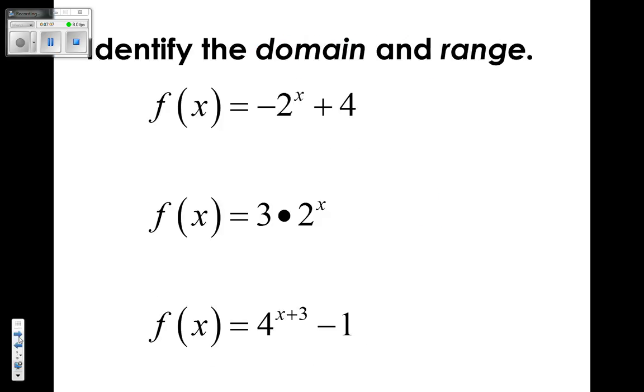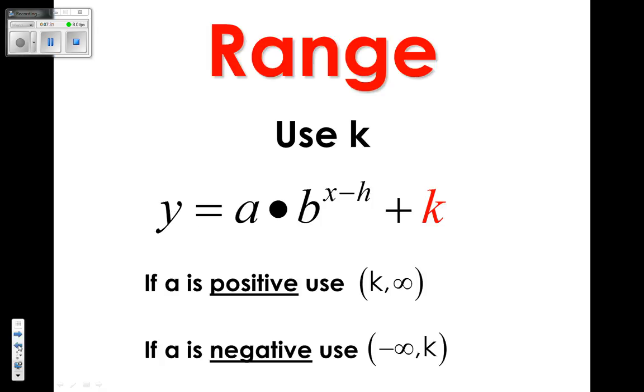Ready? Identify the domain and range. All right, what do we know about the domain for all of them? All real numbers. What is the range on the first one? What's k? 4. K is 4. Let me go back. Okay, so if A is positive, you just look at A. A was positive in that one, wasn't it? No, it's negative. All right, A was negative, so you're going to use negative infinity to K.